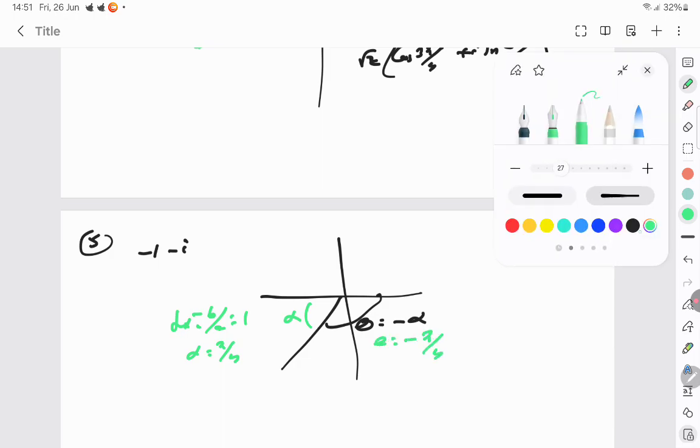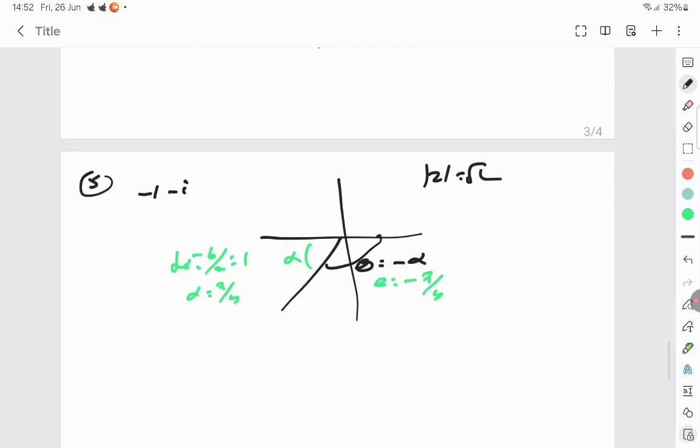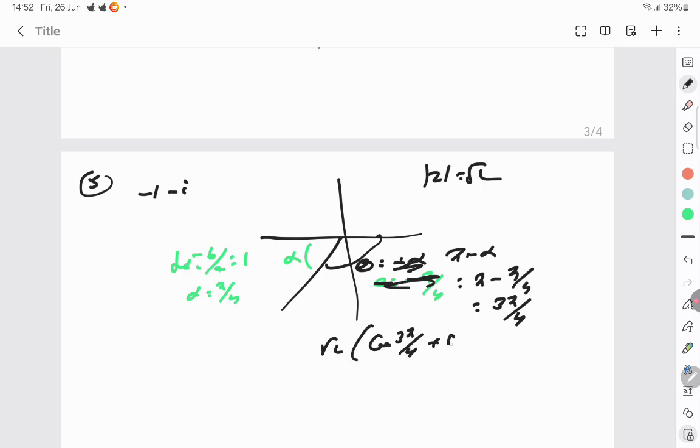What is modulus of z? It is root 2. So you can simply write the full polar form for this. Okay, pi minus pi by 4. Sorry, this is not minus alpha. This is theta is equal to pi minus alpha. Pi minus pi by 4, which is 3 pi by 4. So root 2 into cos 3 pi by 4 plus i sin 3 pi by 4.